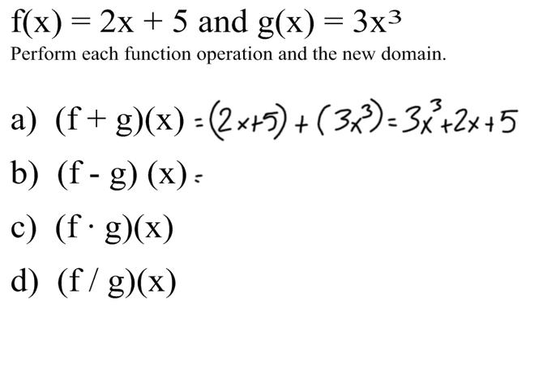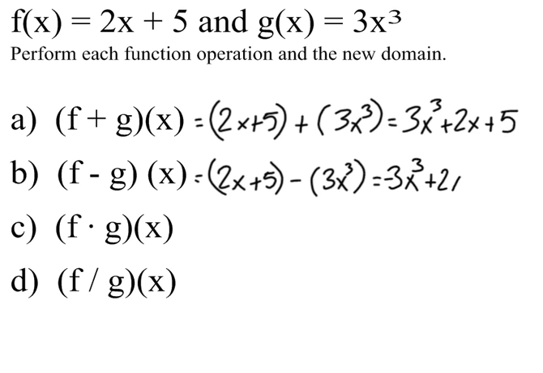Now let's try the subtraction. 2x plus 5 minus the 3x cubed. Again, there are no like terms here, so let's make sure we write it in standard form. Minus 3x cubed comes first. Now our positive 2x and our positive 5. The negative only affects what comes after it, and that's the 3x cubed.